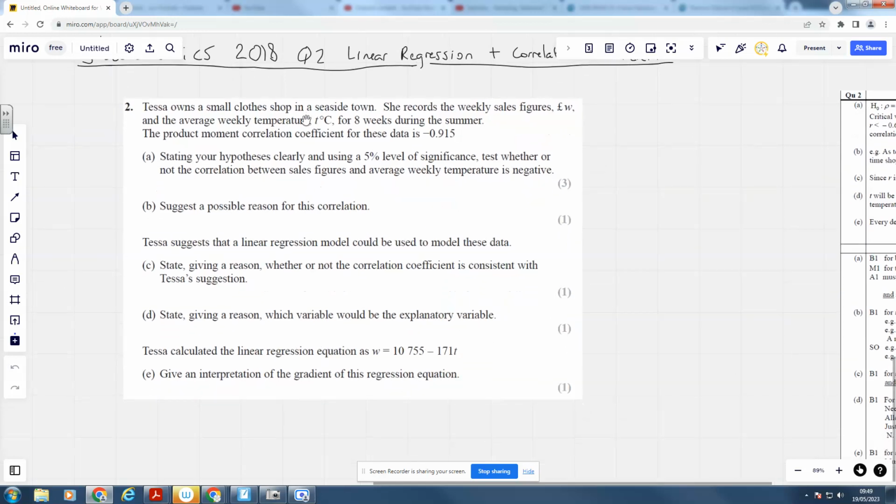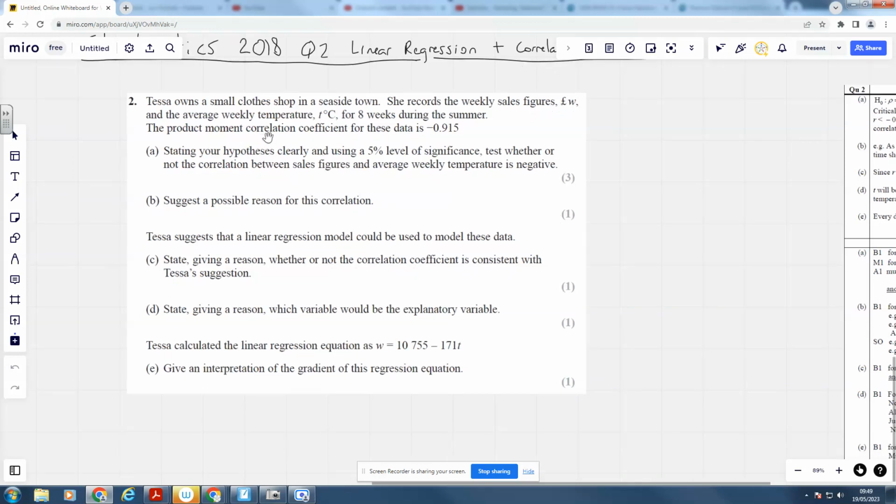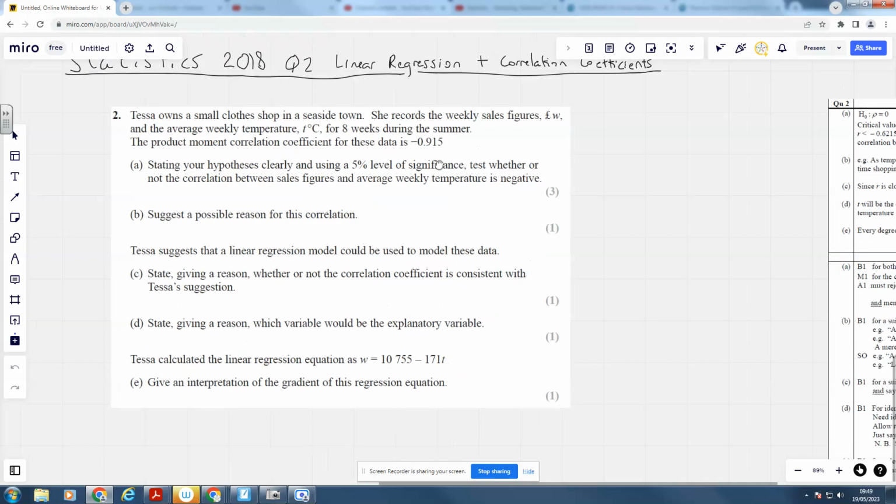So Tessa owns a small clothes shop in a seaside town. She records weekly sales figures, which is in W pounds, and the average weekly temperature, which is in degrees Celsius and measured as T, for 8 weeks during the summer. The PMCC, the correlation coefficient, is minus 0.915.